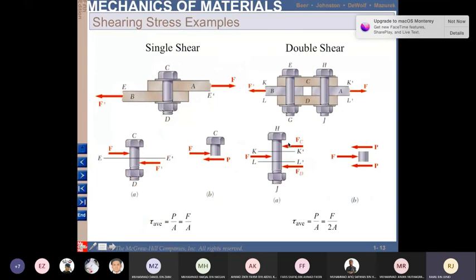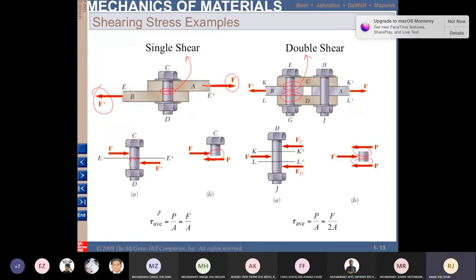This is single shear. You pull this in this direction, and then you pull in that direction. So you try to cut here. This is single shear. But in this case, you try to cut here and here. So this is double shear, 1 and 2. Faham tak?